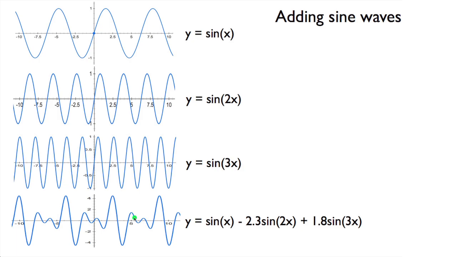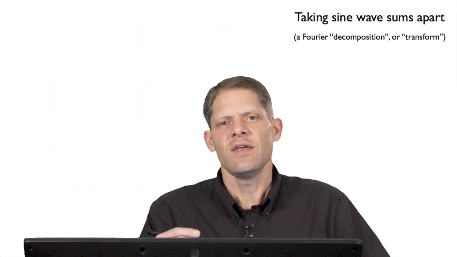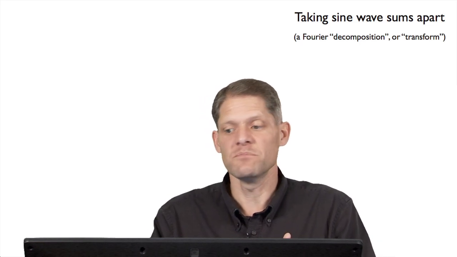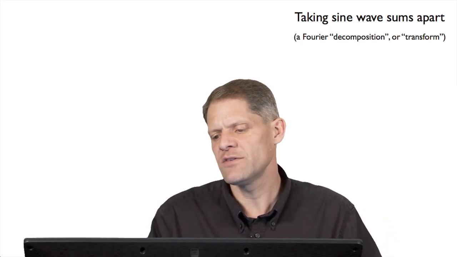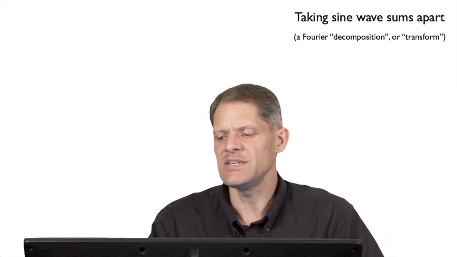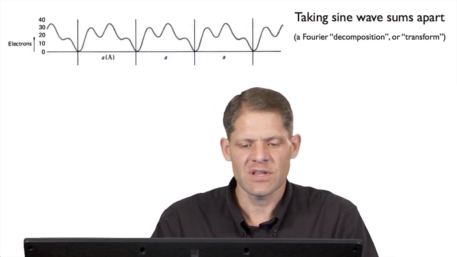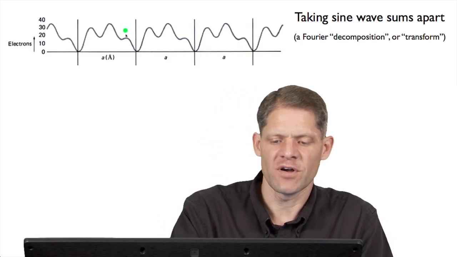And so this is adding sine waves. Pretty simple. Now let's do the opposite, which is taking sine wave sums apart. And this is what is called a Fourier decomposition, or a Fourier transform. So for instance, let's start with this function.